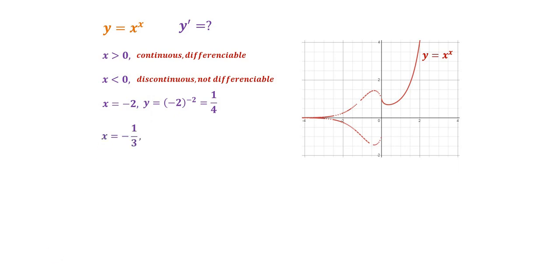Also, when x is a negative fraction and the denominator here is an odd number, so let's say when x is -1/3, then x to the power of x is -1/3 to the power of -1/3, and the result is -3. So when x is a fraction and the denominator is an odd number, there is a value of y. So these are only data points, and when x is negative, it is discontinuous and not differentiable.